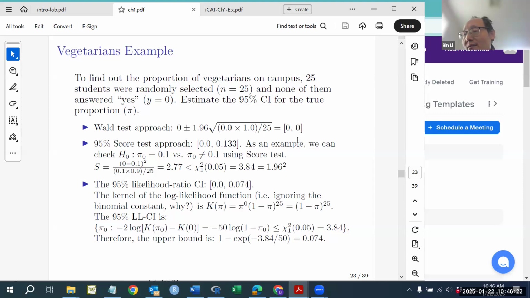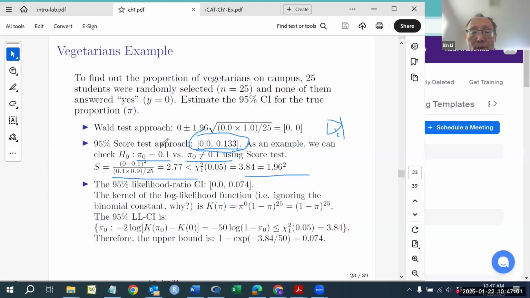And if you think, can we check that? Yes, let's check that. So let's say the confidence interval based on the score test is this one. Now let's check 0.1. Why do we check 0.1? Because that is within the confidence interval. So let's say pi 0 is 0.1. That means the null hypothesis is pi equals 0.1 against not equal to, right? And if we do the test, you can see we fail to reject the null hypothesis. So you can see that is included.